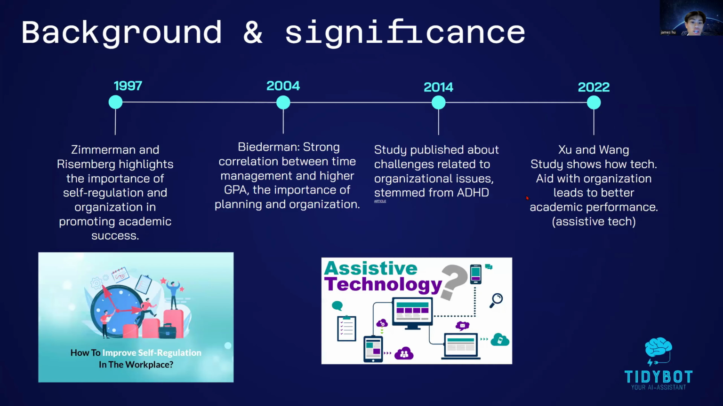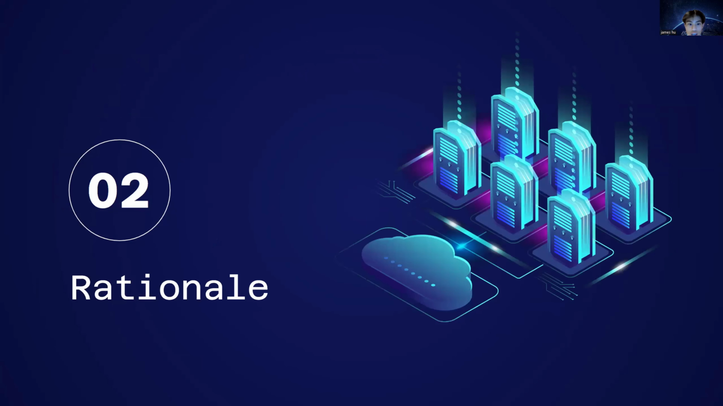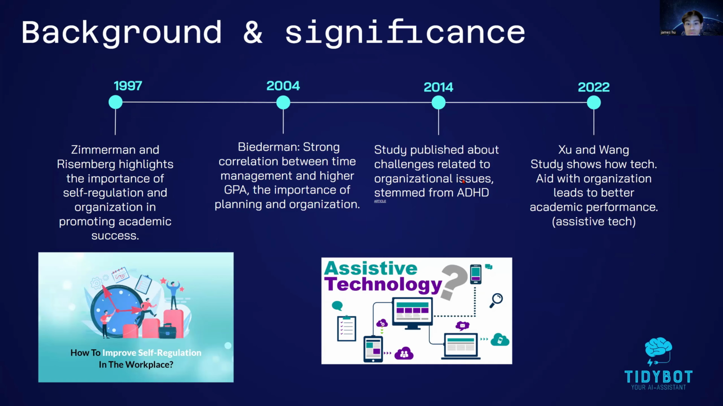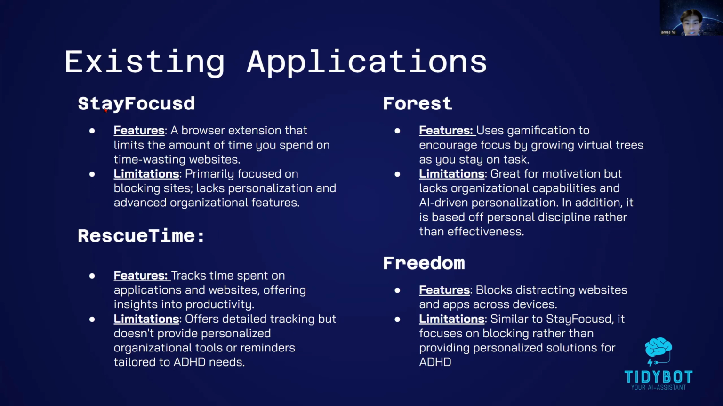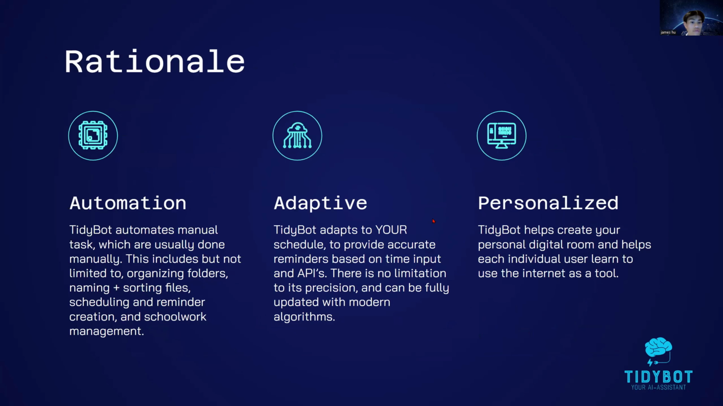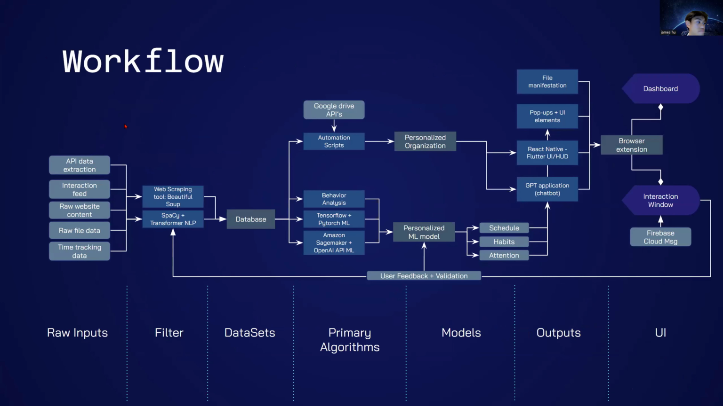The rationale behind this project is based on 20 years of research, which highlights the significance of self-regulation to student productivity and how assistive technologies can play an important role in this. As I mentioned before, this is the detailed research of current applications, and it shows that they fall short in meeting that much needed gap. Therefore, the rationale of TidyBot is to utilize the following modules to become a fully personalized AI assistant to fully boost student productivity. Here's my methodology through a workflow.